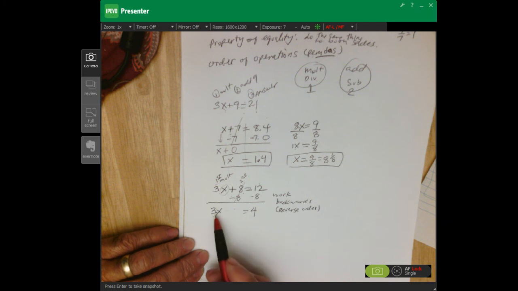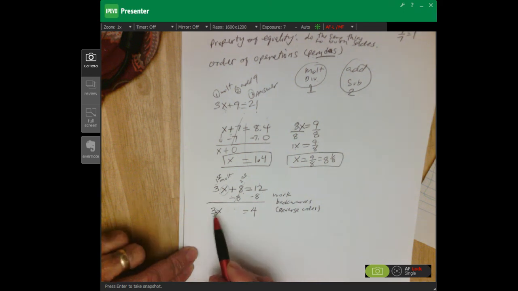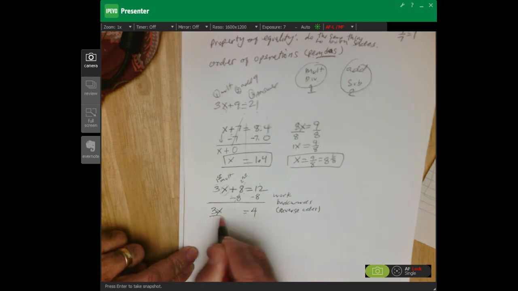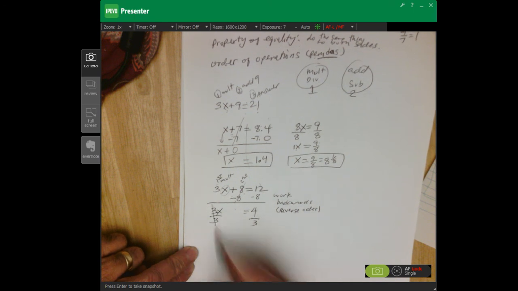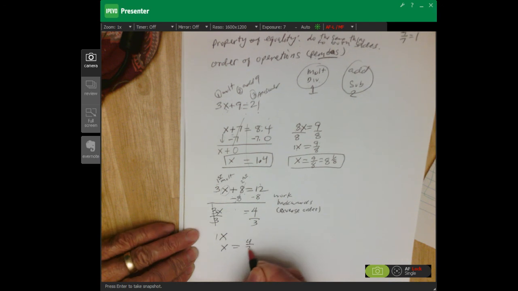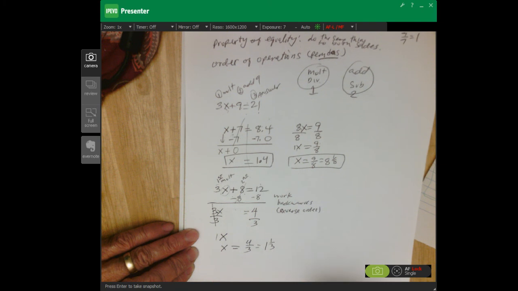Now we have one more equation and one more problem. We have a new equation and it's multiplication now. We don't have to worry about two different operations. It's just the one. So the inverse of multiplication is division. So we're going to divide both sides by 3. So 1x, which is the same as x, equals 4/3, which is the same as 1 1/3.